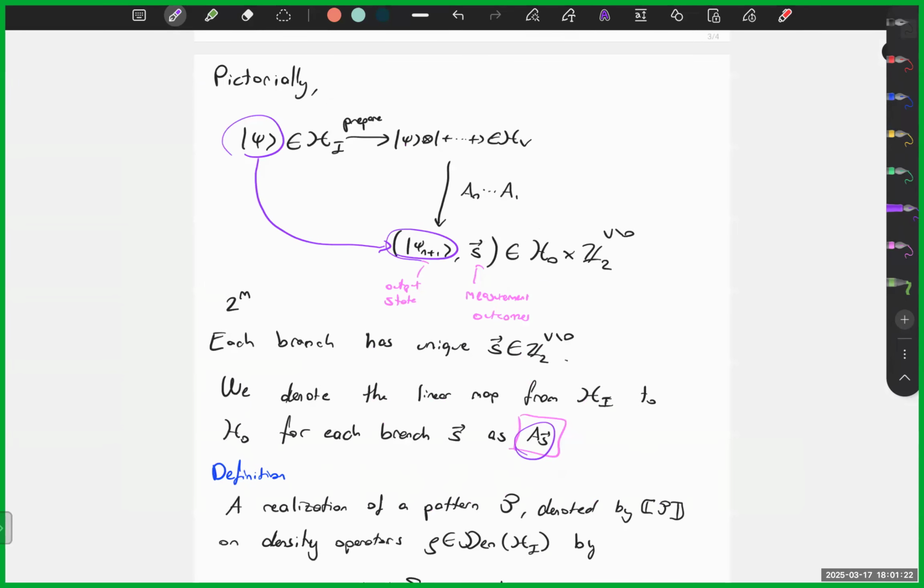So I think the A_S is supposed to be a linear map from L of H_I to L of H_O. I think because you're also inserting density operators there, right? So it's a linear map not from H, but from L of H, the linear operators on H. Oh, yeah, okay. So you should get something like a completely positive map, right? Yeah, this is the next proposition I will show.